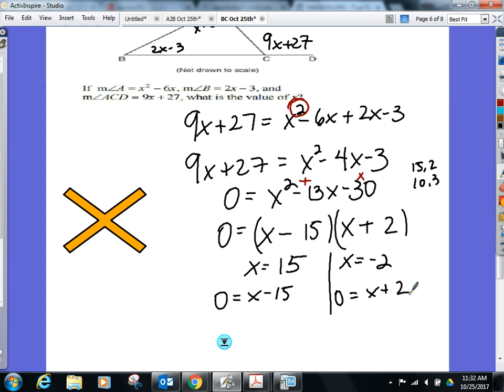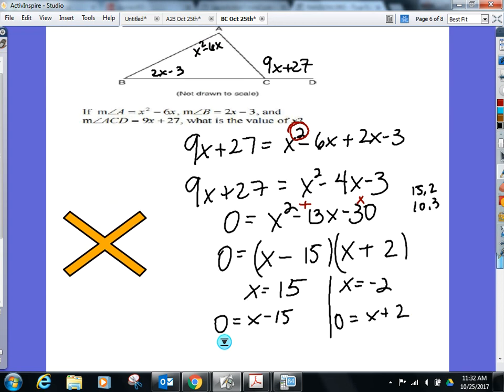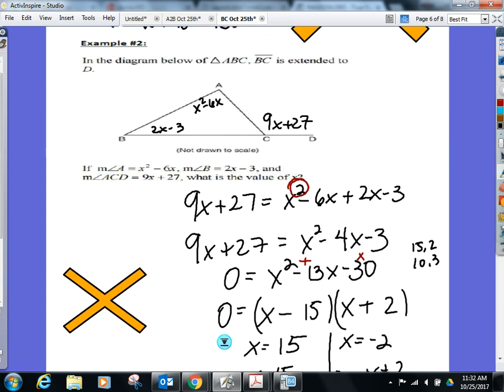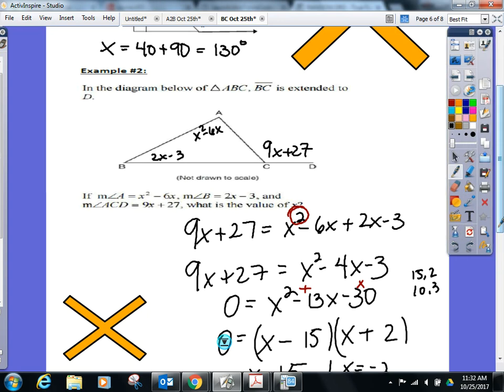Or do I have two answers? Here's the problem. Ready? Everybody right now, take negative 2 and plug it in for angle B. Tell me what the problem is. Take negative 2 for x, plug it into angle B. Anybody see a problem?